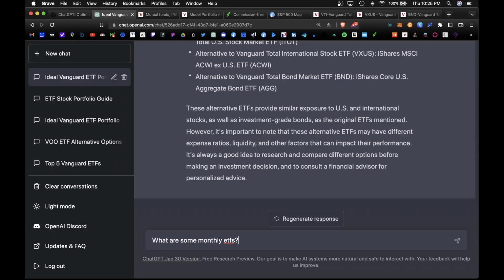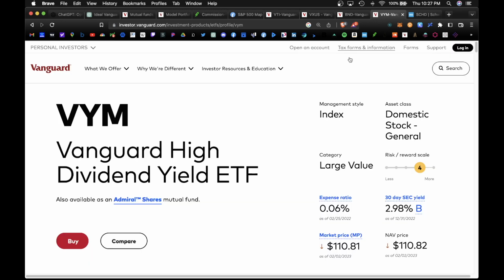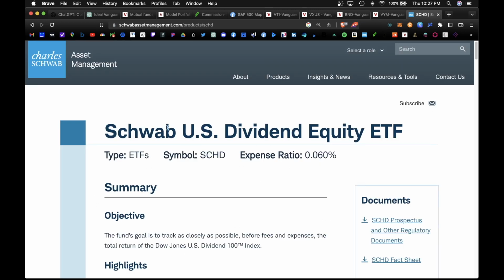So when it comes to generating cash flow, let's take a look at some monthly dividend payouts we can include in our portfolio. What are some monthly ETFs? So here we have a detailed list of some monthly ETFs we can purchase. I personally own the VYM, which is Vanguard High Dividend Yield ETF, and the SCHD, which is the Schwab US Dividend Equity ETF.